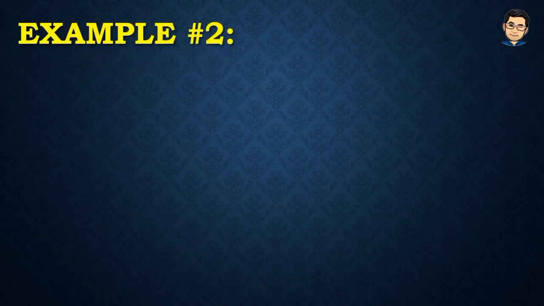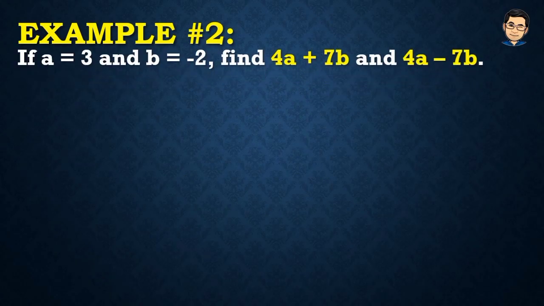Next, example number 2. If a is equal to 3 and b is equal to negative 2, find 4a plus 7b and 4a minus 7b. So, dun muna tayo sa 4a plus 7b.